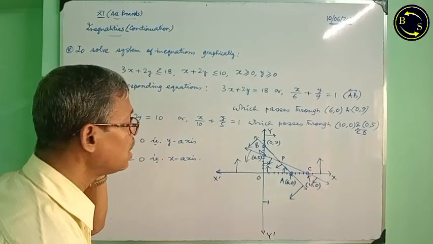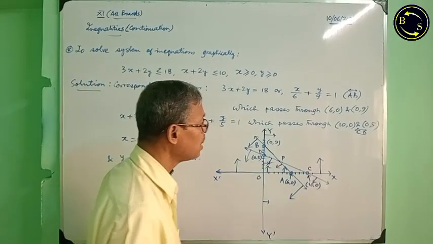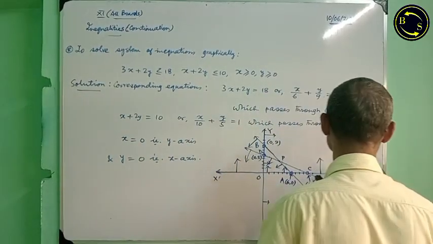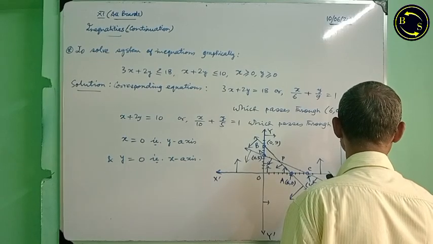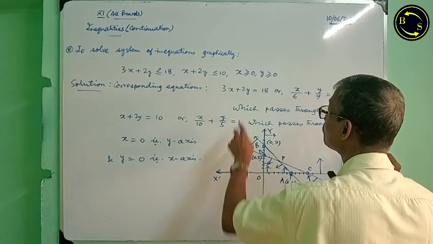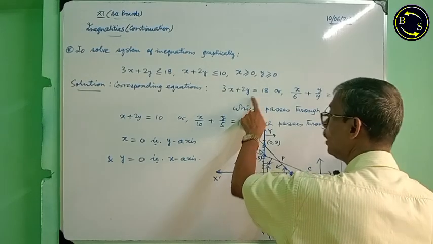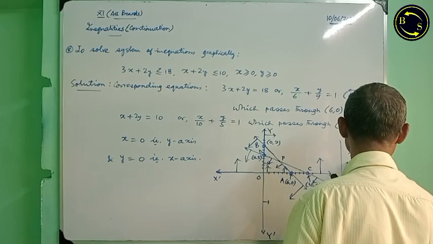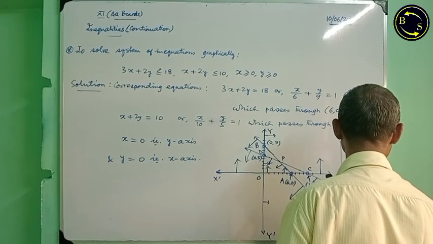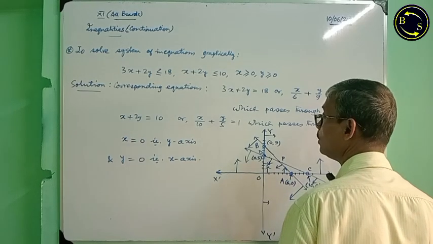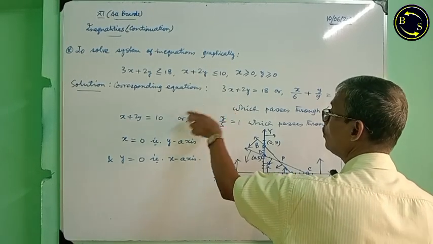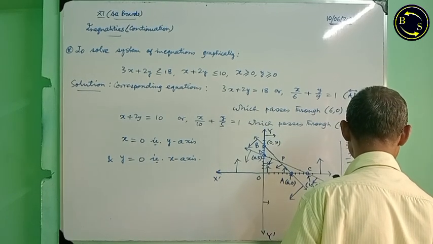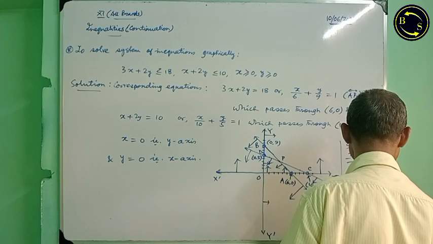For determining the coordinates of P, on the rough space we solve these two equations. 3x plus 2y is equal to 18. x plus 2y is equal to 10. Subtract, x equal to 8. Then 2y is equal to 10 minus x. 10 minus 8 means 2.